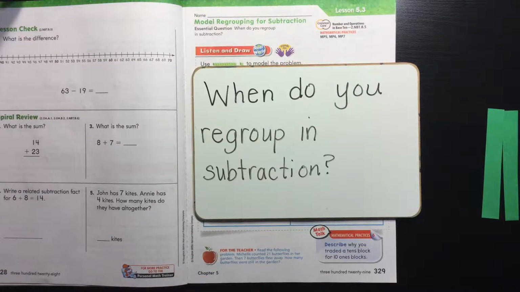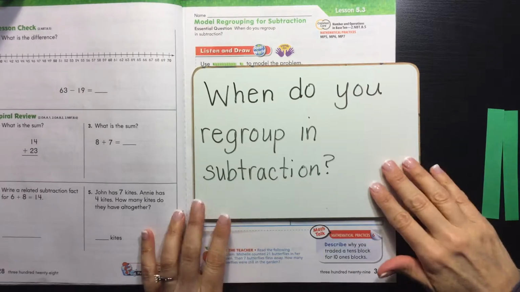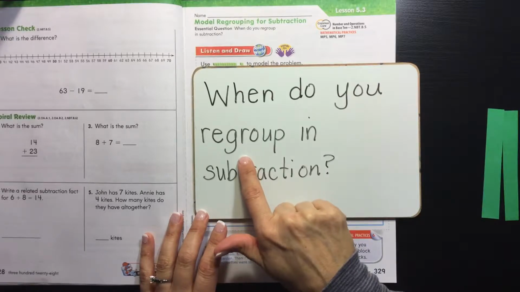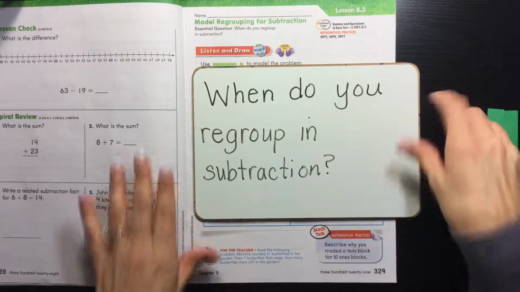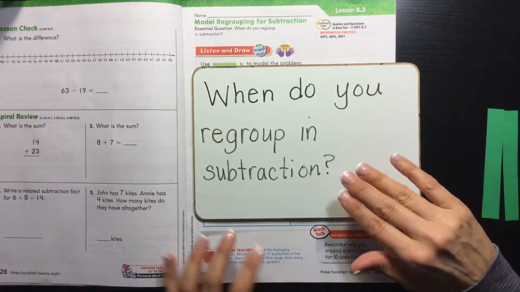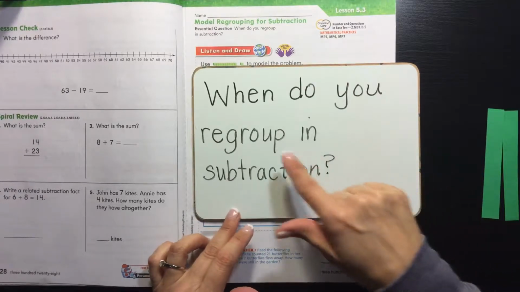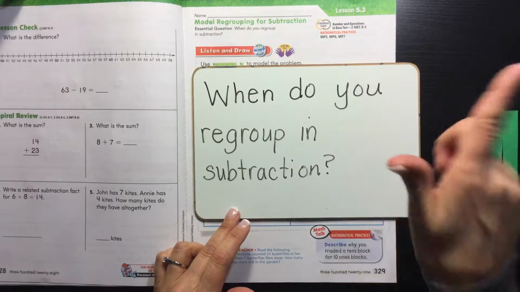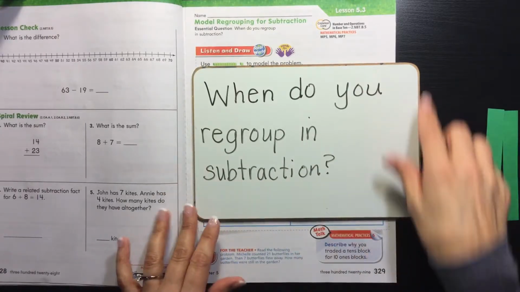In this lesson, lesson 5.3, our essential question is, please repeat after me, when do you regroup in subtraction? All right, so we have talked about regrouping when we have an addition problem, and when we have 10 ones or more, we would regroup the 10 ones for a 10. In subtraction, we do the opposite to regroup.